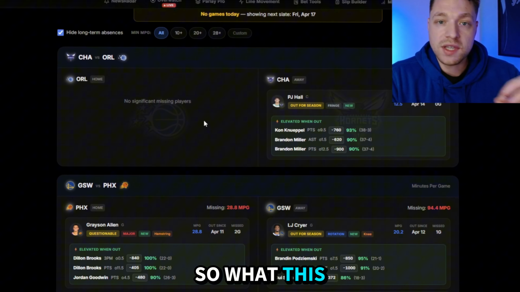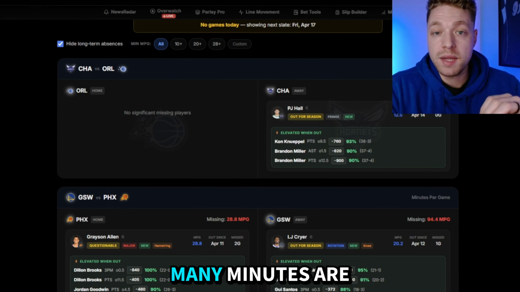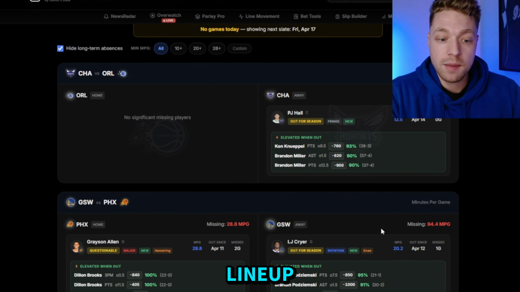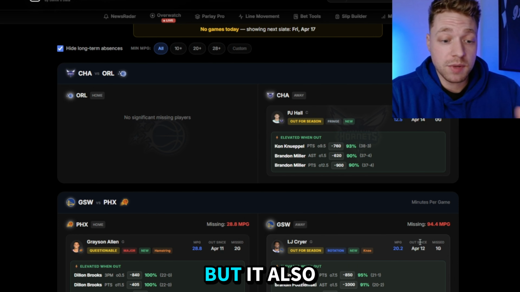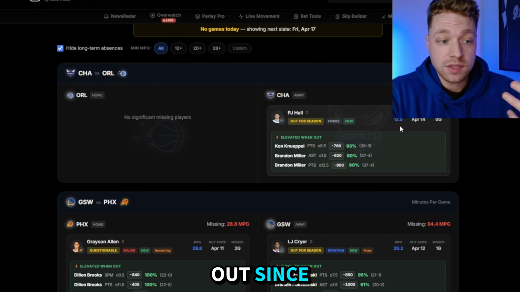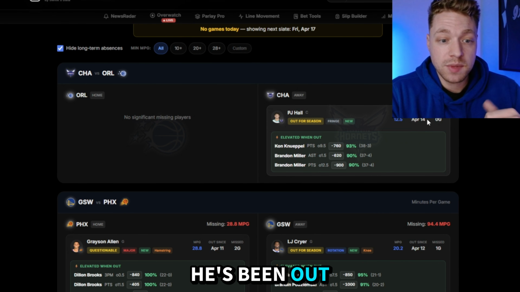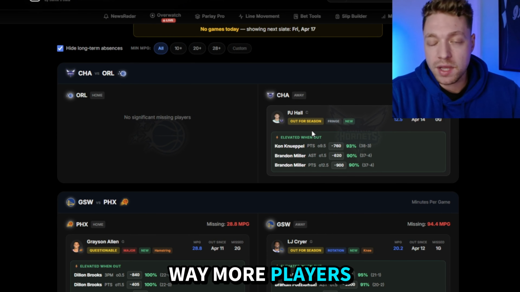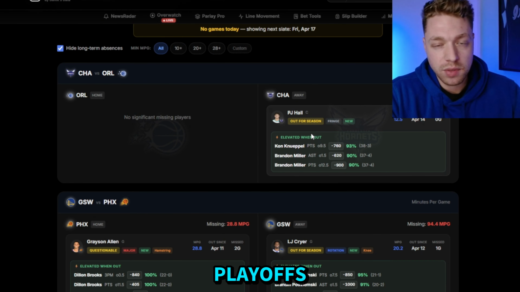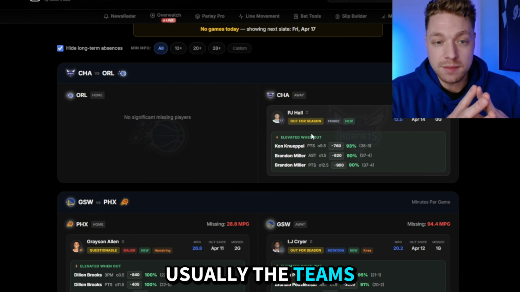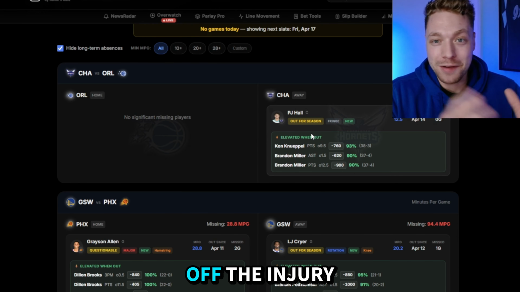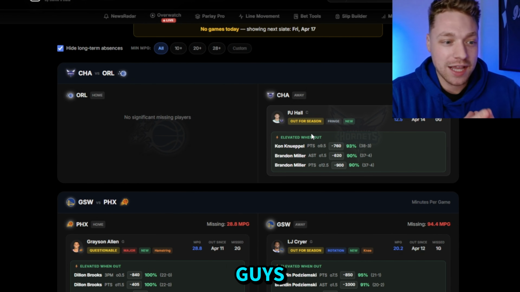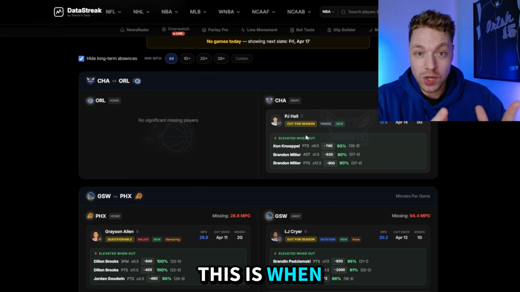So what this does is it not only shows you how many minutes are missing from every single lineup, how many minutes that player plays, but it also tells you how long they have been out. So we're looking at PJ Hall here. He's been out since April 14th. Normally during the NBA regular season, way more players show up on the injury report. Once you come around to the playoffs, usually the teams take players off the injury report because they're not trying to rest guys. They're not trying to take it easy. This is when it matters.